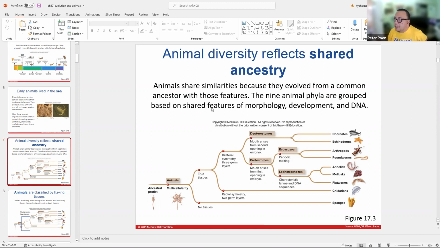Animal diversity reflects shared ancestry. Again, these dots are where I'm going to make sure you really understand the evolution of multicellularity. That's animals, and then you have animals with true tissues and animals with no true tissues, and also sponges. From the true tissues, you have radially symmetric animals like jellyfishes and bilaterally symmetrical animals and everything else, and from there, you have deuterostomes and protostomes, et cetera, et cetera.